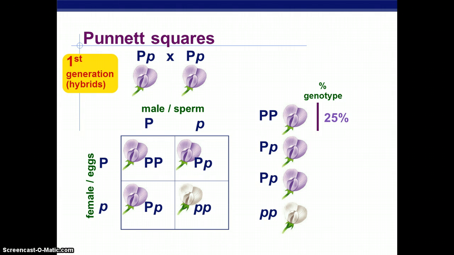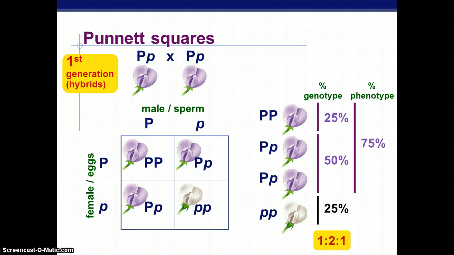So here you can actually distinguish between genotype and phenotype. In genotype, it is 25% homozygous dominant, 50% heterozygous, and 25% homozygous recessive. To compare that with phenotype, you will have 75% purple and then 25% white. These ratios are important because they can actually tell you what the parents are.